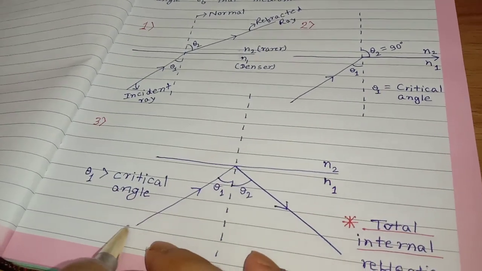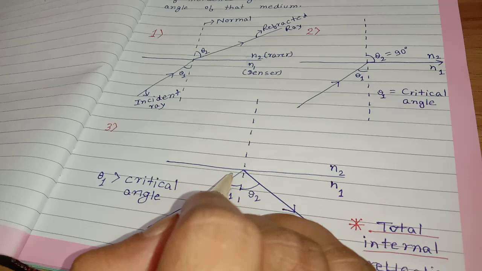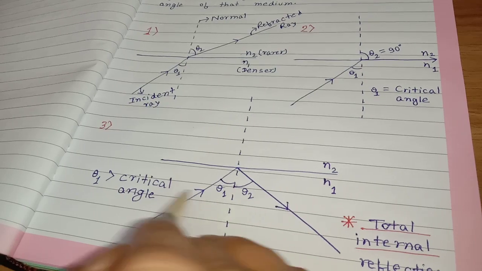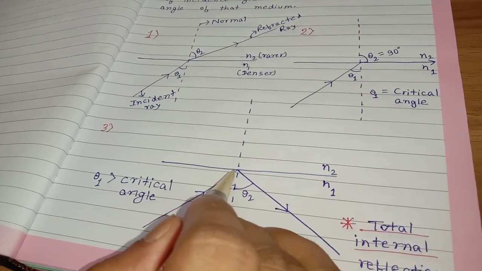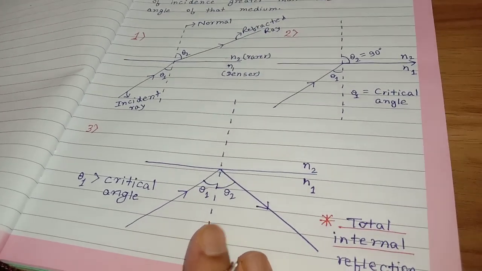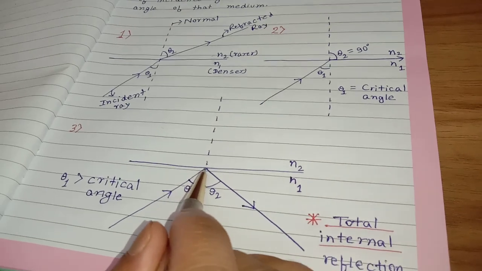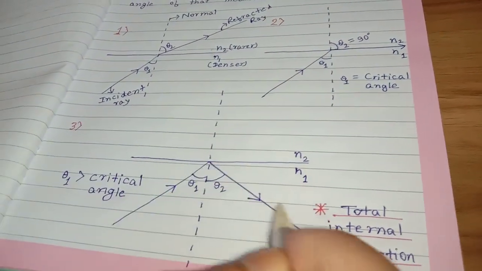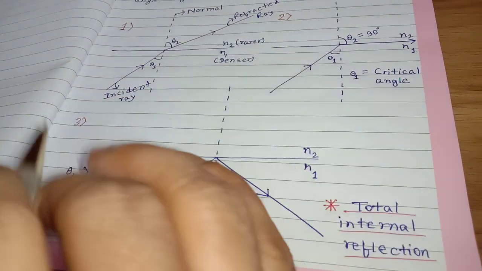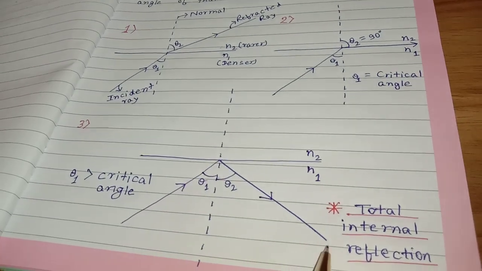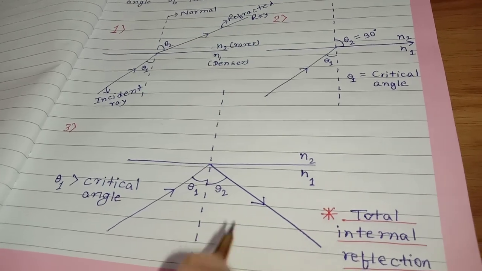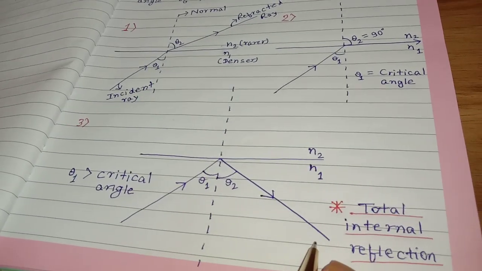Okay, so when this theta 1 strikes, when the ray of light strikes the denser surface at an angle of incidence theta 1 which is greater than the critical angle, the ray of light gets totally internally reflected back into the same medium. Generally, when a ray of light is incident on a surface, it gets reflected partially and refracted partially. So some energy is always lost when a ray of light is reflected from a medium. Total internal reflection is very important because the ray of light is 100% reflected back into the same medium.